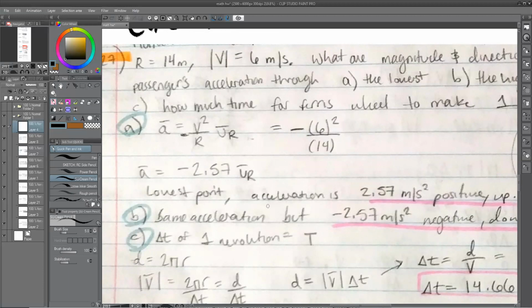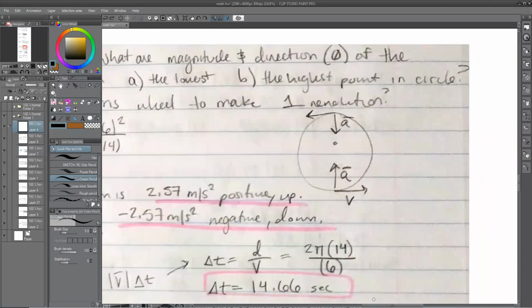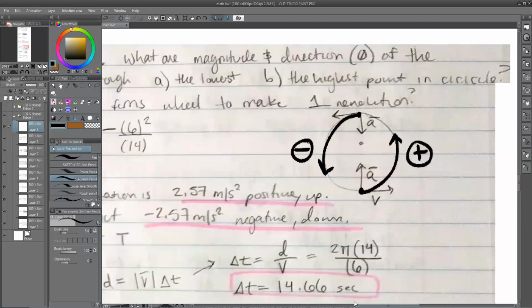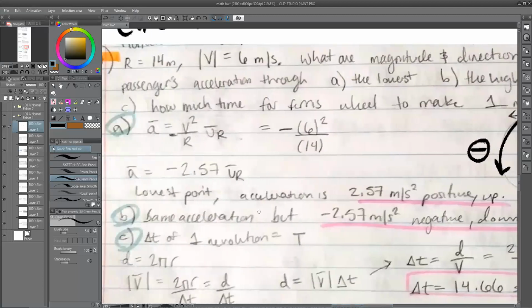A is asking for what is the acceleration at the lowest point. So at the lowest point, it has nowhere to go but up. So this acceleration is positive. And at the highest point, it has nowhere to go but down. So the acceleration is negative. So it's the same value the entire time. But at the lowest point, it's positive, and at the tallest point, it's negative.